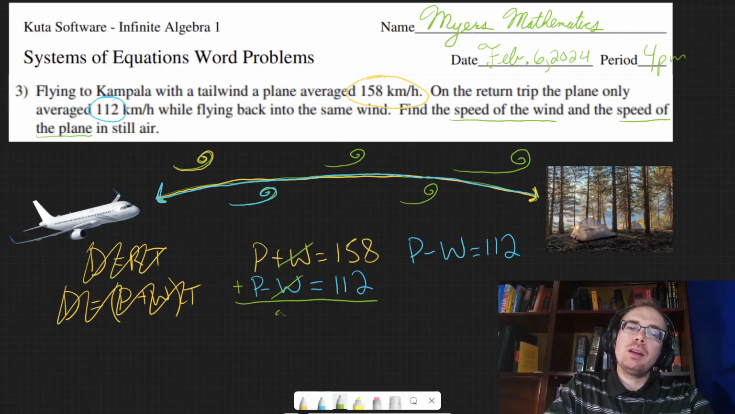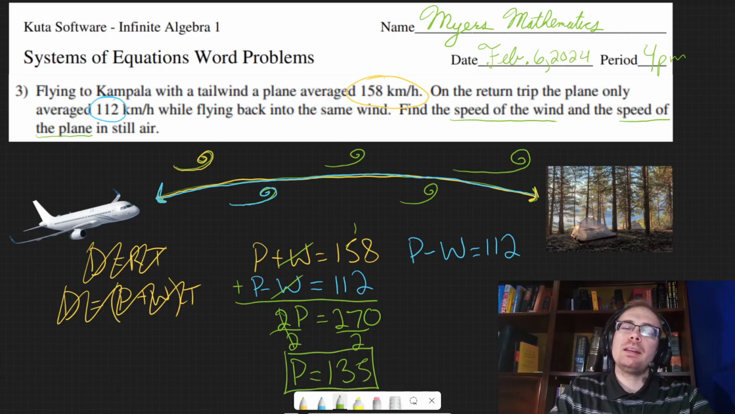P plus P is 2P. And then that's 8 plus 2 is 10. 5 plus 1 is 6, plus 1 is 7. 1 plus 1 is 2. Divide by 2. P is equal to 2 over 2 is 1, and then half of 70 is 35. So the plane is going 135, and we want to use the same units, kilometers per hour. So the plane is going that fast in kilometers per hour. Then we can plug it in to the other side over here.